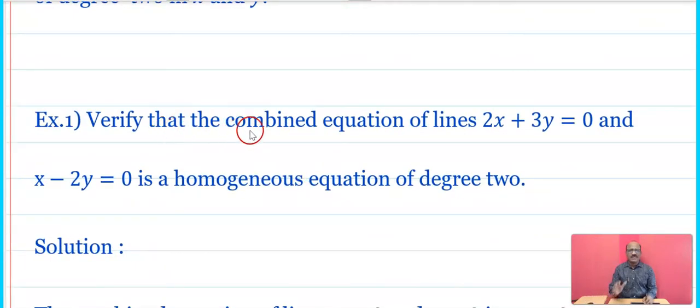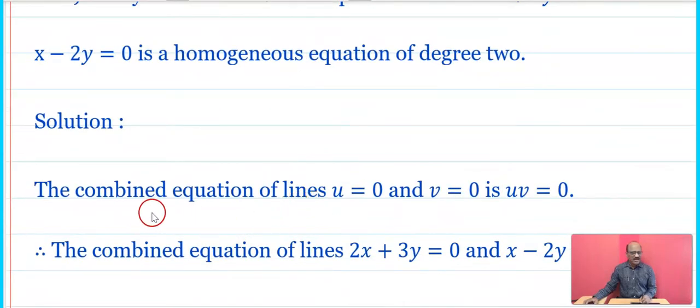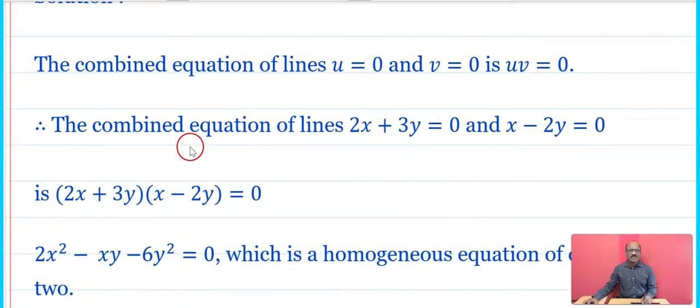Now verify that the combined equation of the lines 2x plus 3y equals 0 and x minus 2y equals 0 is a homogeneous equation of degree 2. Now we'll form their product. The combined equation of the lines u equals 0 and v equals 0 is uv equals 0. The combined equation of the lines 2x plus 3y equals 0 and x minus 2y equals 0: now their product, (2x plus 3y) into (x minus 2y) equals 0.